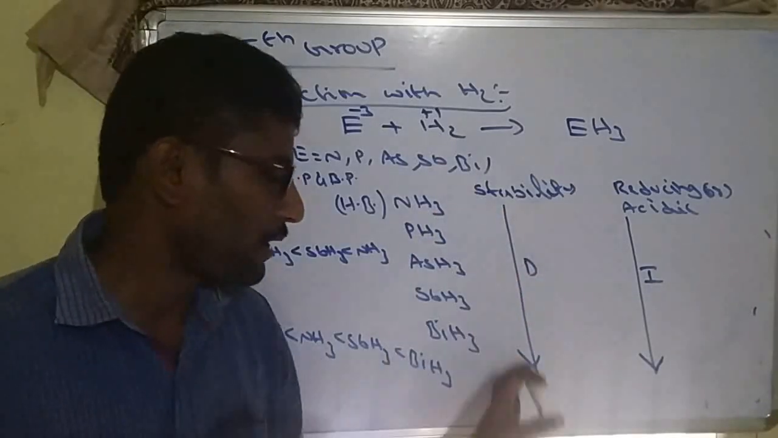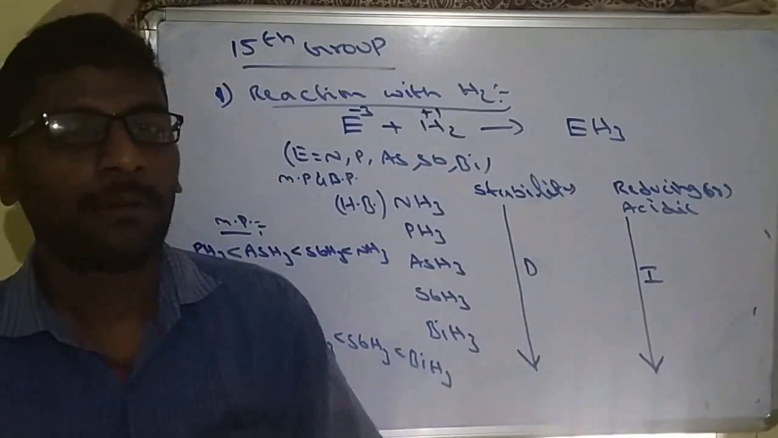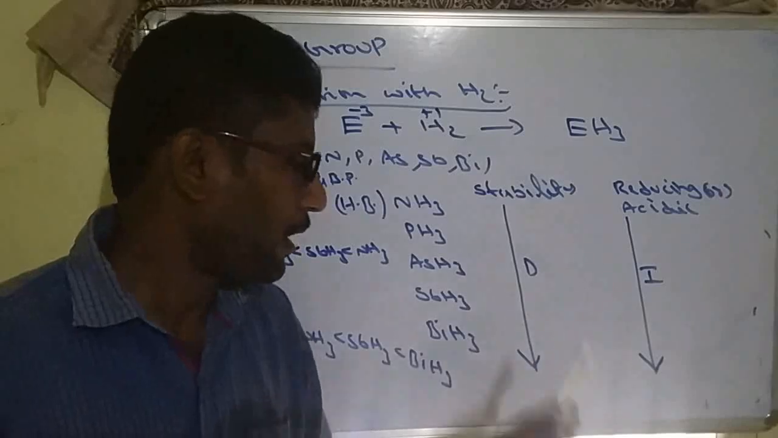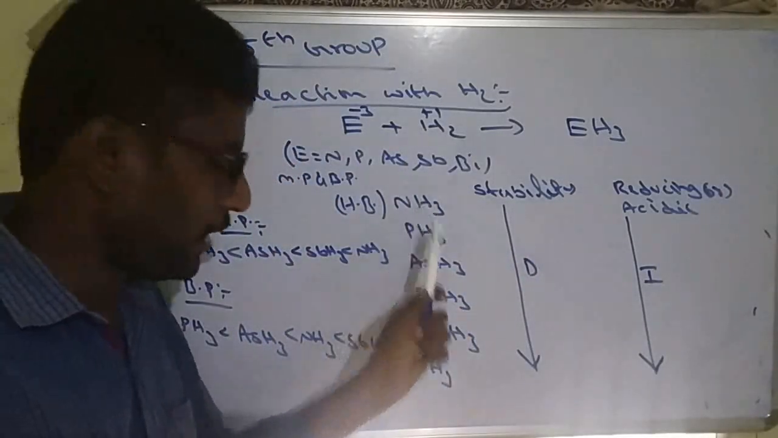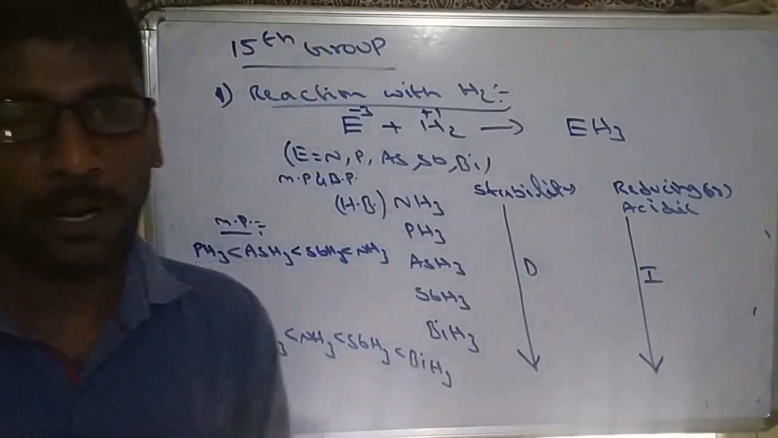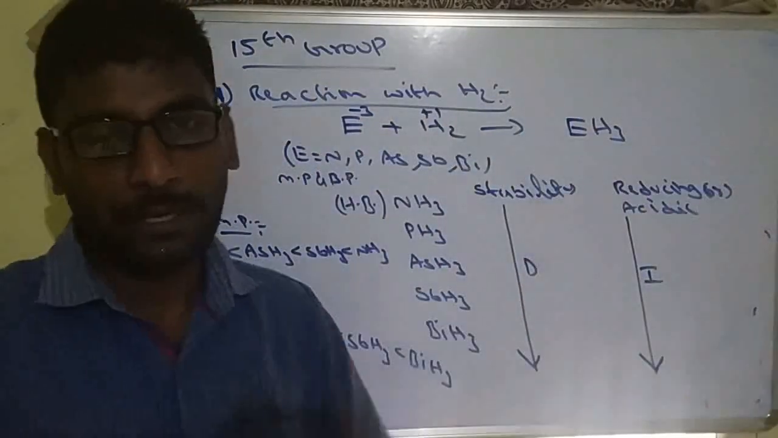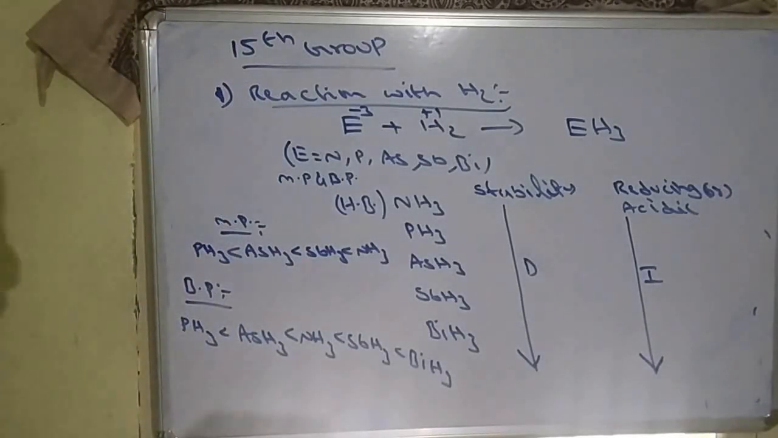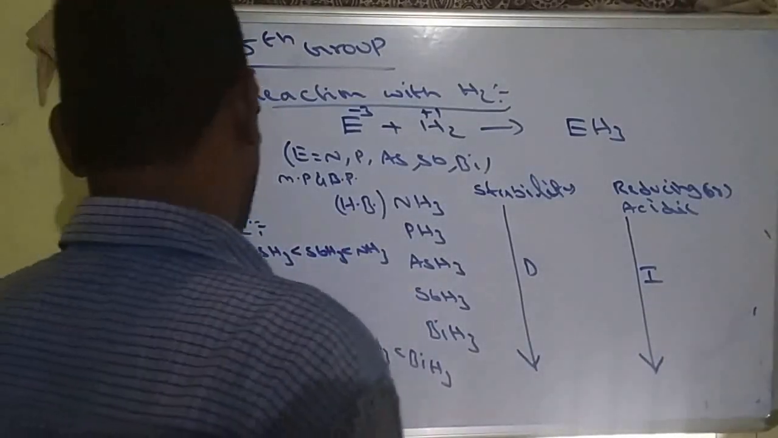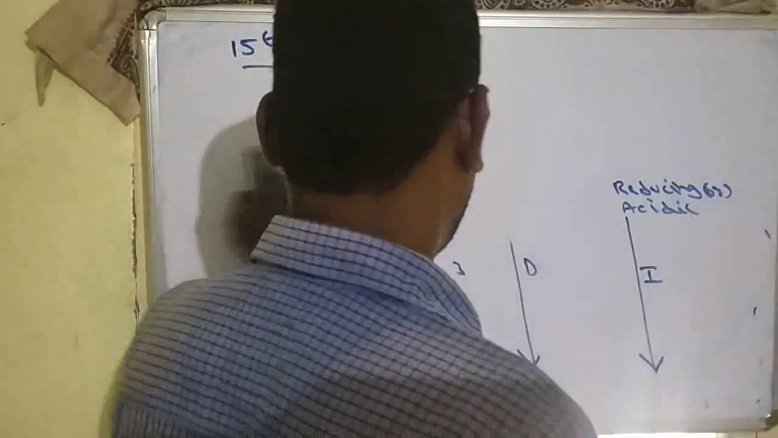So electronegativity decreases from top to bottom, so that's why the bond angle decreases. So bond angles decrease from top to bottom. NH3 has the highest bond angle, BiH3 has the lowest bond angle. So write that order also: bond angle decreases from top to bottom. So these are the properties of hydrides of the 15th group.